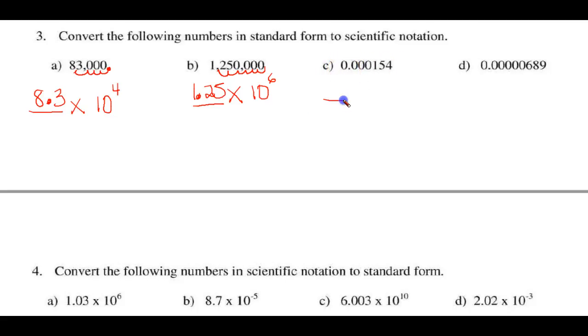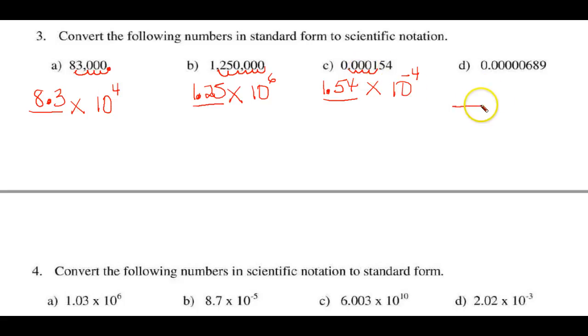But the same thing applies. A number between 1 and 10 times some power of 10. But this will be negative because it's a small number. So 1, 2, 3, 4. So I have 1.54 times 10 to the negative 4. 1, 2, 3, 4. Very good.